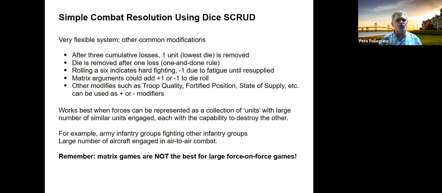You can make this as complex as you want, but the more complex you make it, the more you're defeating the purpose of Scrud, which is to keep it simple. You can even use matrix arguments, like: I think my troops would have an advantage because they're on the high ground, they have automatic weapons, and they have a clear field of fire. And you could say, those are some pretty good reasons. I'll give you a plus one on your die rolls, regardless of what their strength is, because they've got a positional advantage. All right.